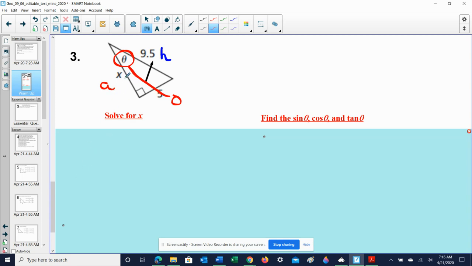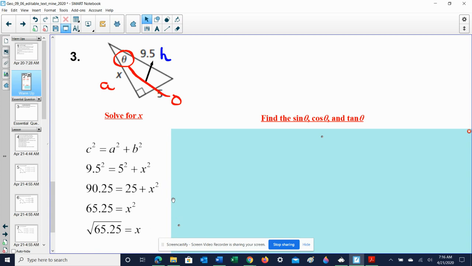So first thing we're going to do is solve for x. What do we use to solve for x? To solve for x, we're going to use the Pythagorean theorem. C squared, which is our hypotenuse, is equal to a squared plus b squared, which are our two legs. 9.5 squared equals 5 squared plus x squared. 9.5 squared is 90.25 equals 5 squared, 25, plus x squared. 65.25, I subtracted 25 from both sides, is x squared, and take the square root.